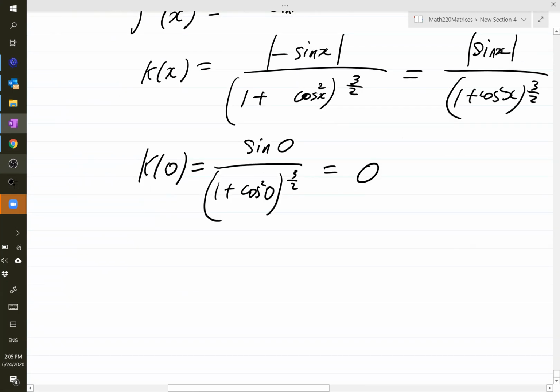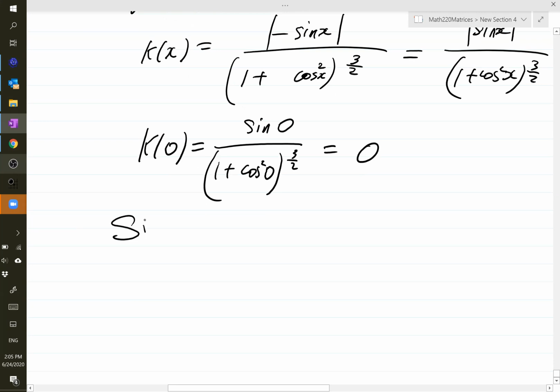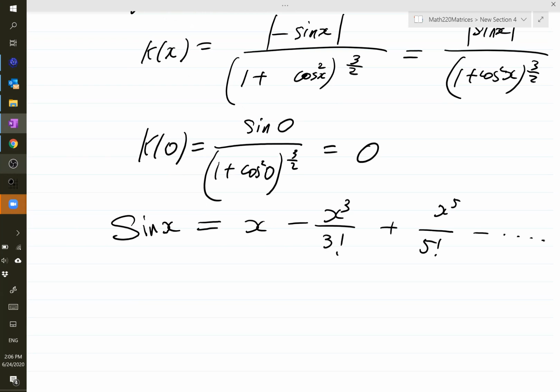Now the question is why the curvature of sine x is 0 at 0. Remember we have the Taylor expansion: sine x equals x minus x cubed over 3 factorial plus higher order terms. You can see locally sine x is really close to x. Now the curve y equals x is a straight line, and a straight line has curvature 0 for sure.